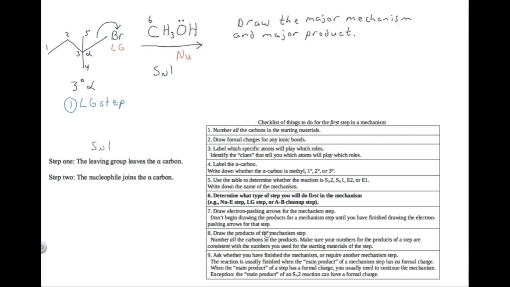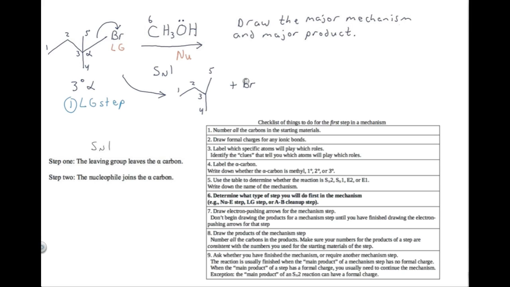Now we can draw the products of this step. Notice that we don't try to draw the products until after we've drawn the electron pushing arrow. This arrow tells us to break the bond between carbon 3 and the bromine. I broke the bond between carbon 3 and the bromine. I was careful to number all of these carbons. But the most important part to get right here is the formal charges.